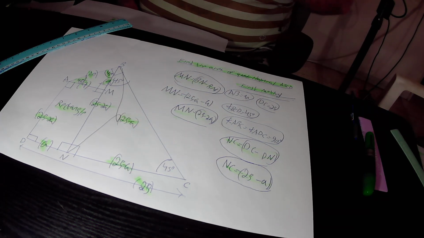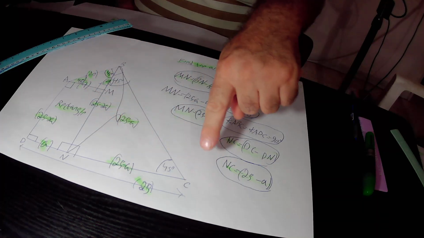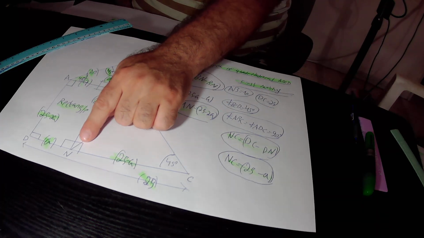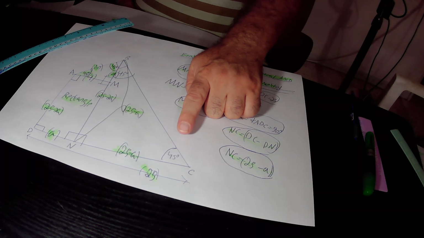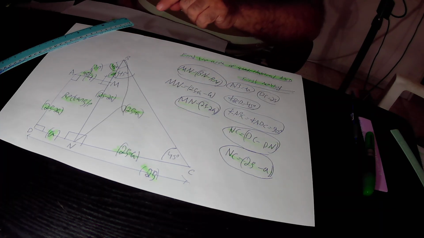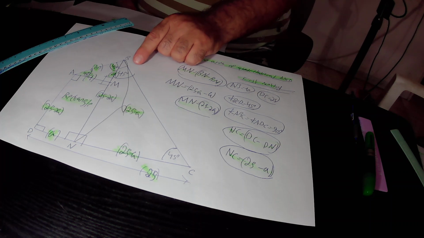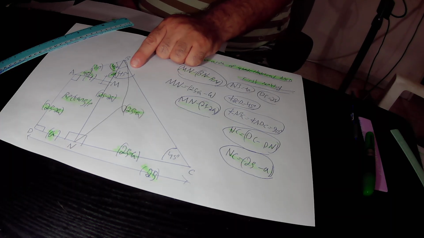In the next step, we focus on this right triangle BNC. In the right triangle BNC, this angle equals 90 degrees. This angle equals 45 degrees. And therefore, this missing angle must also equal 45 degrees in its size, according to the rule that the sum of the angles in the triangle is equal to 180 degrees.